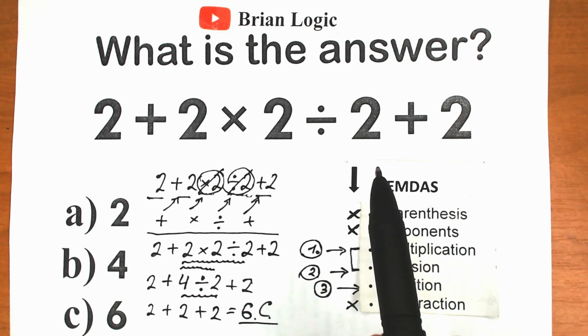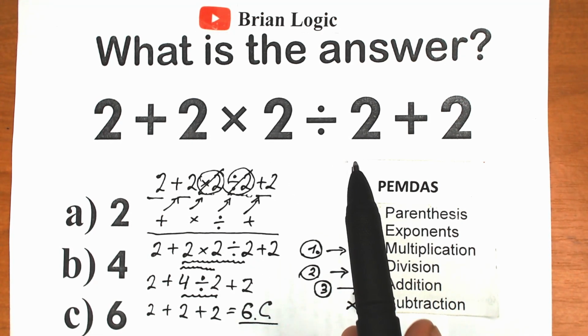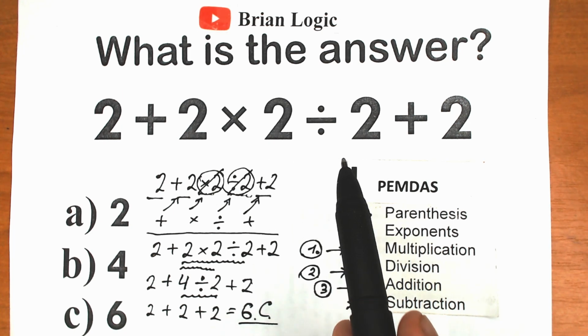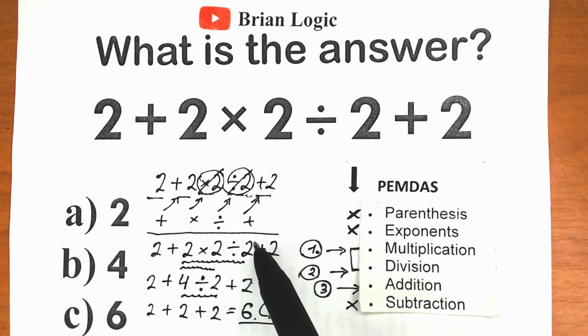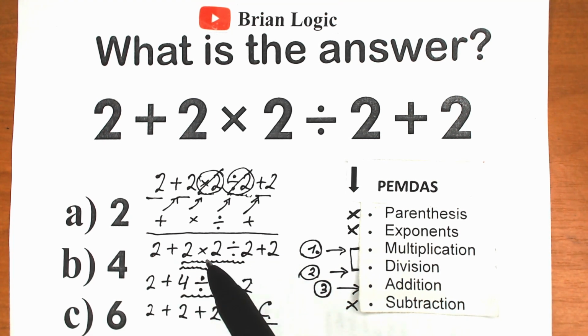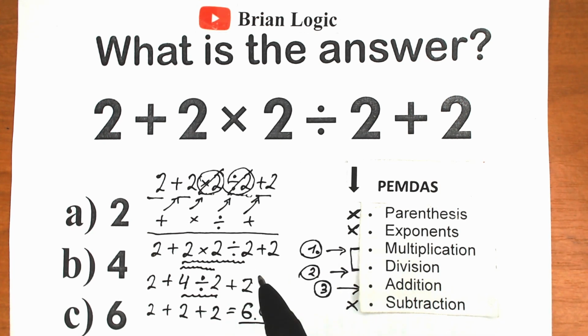Parentheses, I don't have any parentheses. What about exponents? Maybe we have exponents right here. I don't have any of those, we don't have any powers. For example, if we had 2 cubed right here, you would need to evaluate this expression with this power first. But in our case, we don't have parentheses and we don't have exponents, so we don't have these steps.